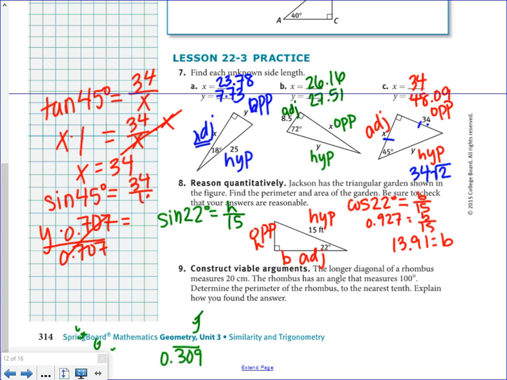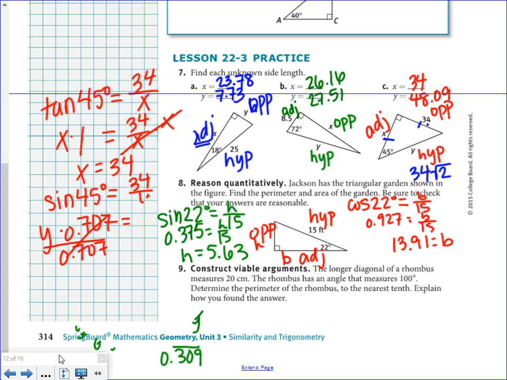So then the sine of 22 is 0.375 equals h over 15. So then multiply that times 15, and you should get 5.6, and you can say 3, round to 2 decimal places if you want. So those are your side lengths. But then it wanted you to go further and find the perimeter and the area.